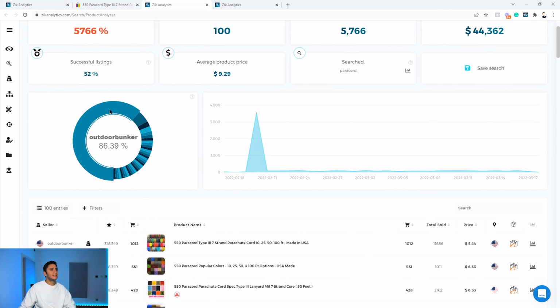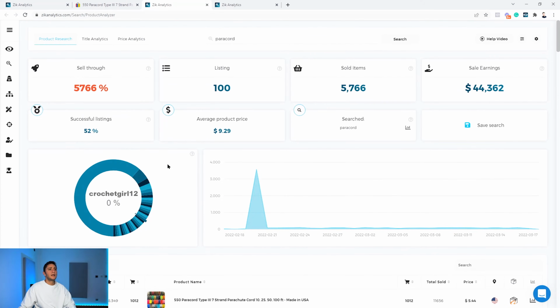Now, when I see that the market is not diverse and there is one seller dominating, the second step is to understand why this seller is dominating. What's the difference between him and the others? How can I be better than him? Because it's worth fighting for this niche. There is enough revenue, enough transactions, enough demand.